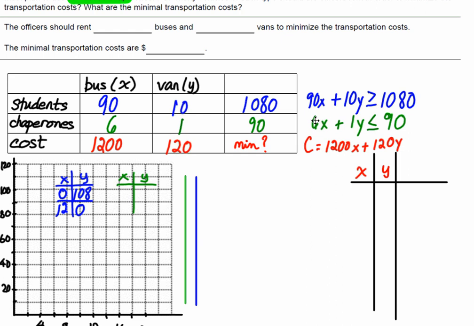Let's go ahead and do the chaperones, and then we will plot that out and show it on our diagram. So again, we're going to let x equal to 0. If x is equal to 0, y would be 90. If y is equal to 0, then x is equal to 15.